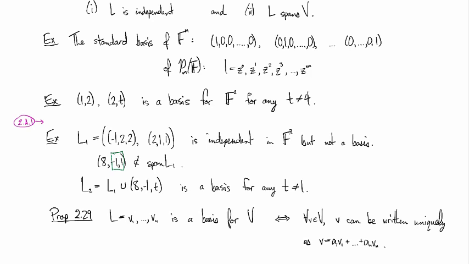And so the proof for this one, there's nothing to prove, it's just definition translating. So the fact that it can be written in this form, in other words, that a solution to this equation exists, that is exactly the same thing as saying v is in the span of L. And the fact that the representation is unique, that is exactly the same thing as saying L is independent. So since a basis is exactly something which is both linearly independent and spanning, that follows immediately from the definitions.